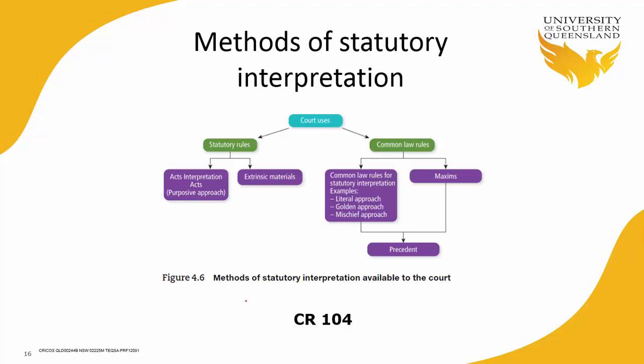So after all of that, we came up with the sort of more updated version of these approaches, which we refer to as the interpretation acts. For example, there are Commonwealth interpretation acts, as well as state interpretation acts, and you'll find the summary of these acts in table 4.1 on page 107, and it will tell you which sections talk about the purposive approach, or about the use of extrinsic material, or even about delegated legislation.